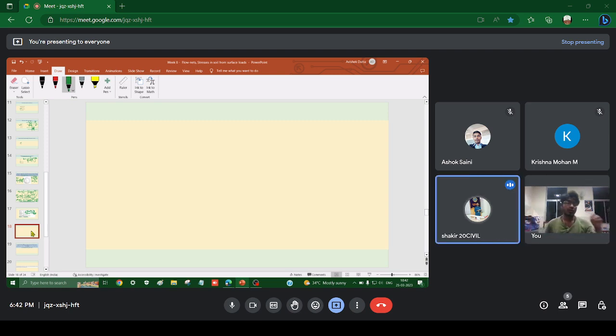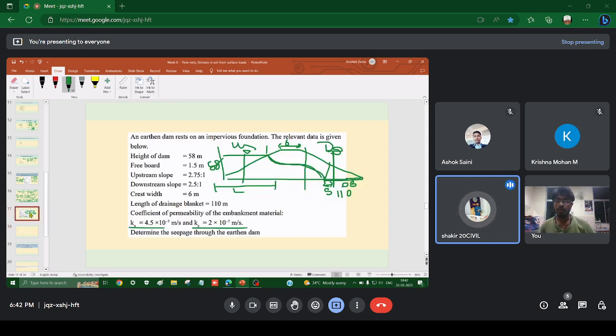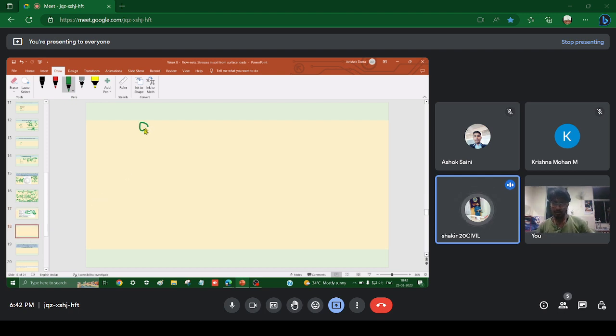Sir, is this formula correct? Small q is equal to k into h square minus small h square for finding the distance. The discharge is equal to k into S. This is equal to K into S.